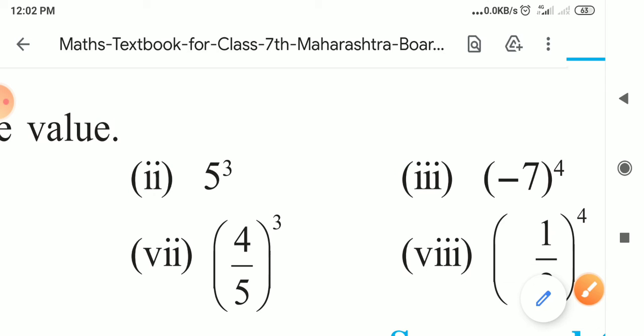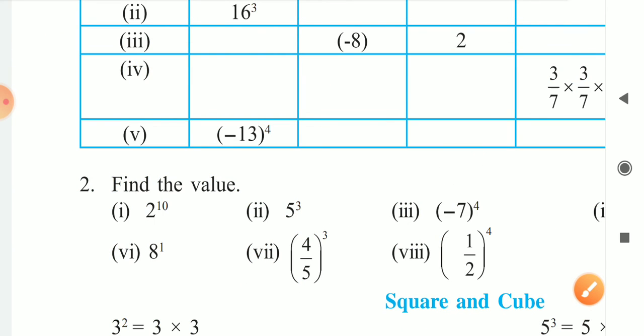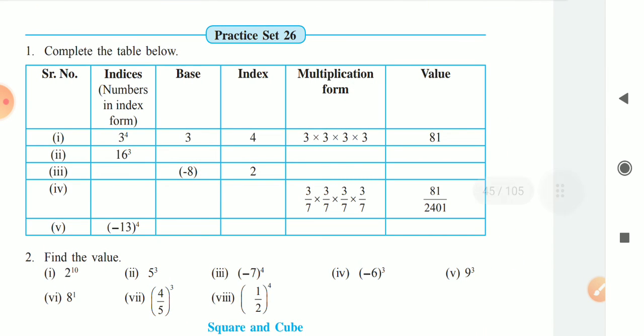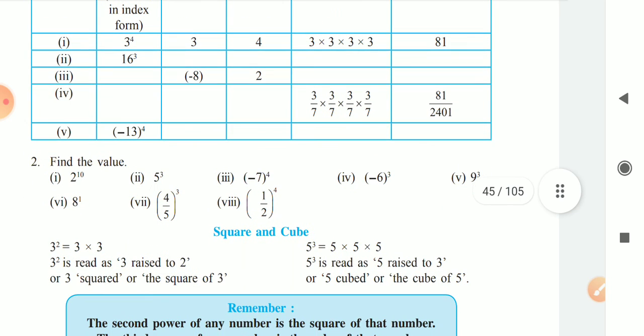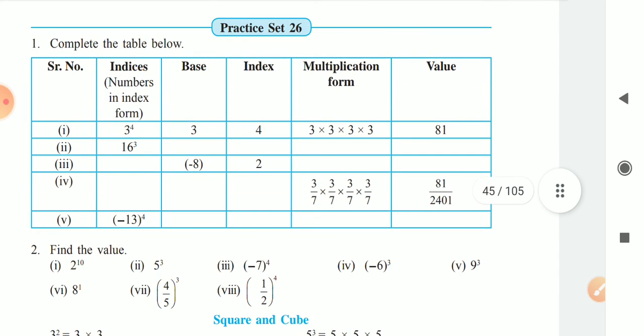Okay. So in this way, today we understood the basic part of the indices lesson. And today's homework is practice set number 26. You have to complete it. Understand?